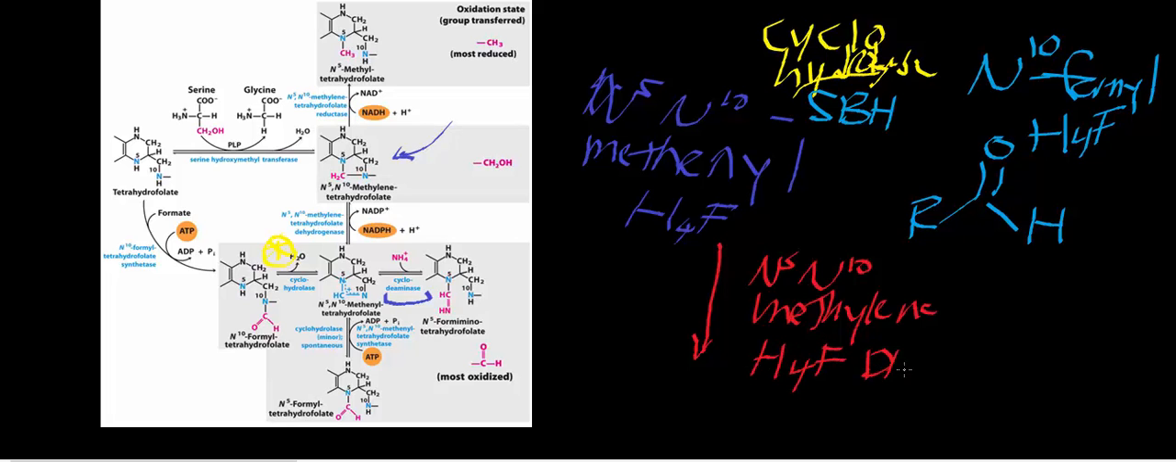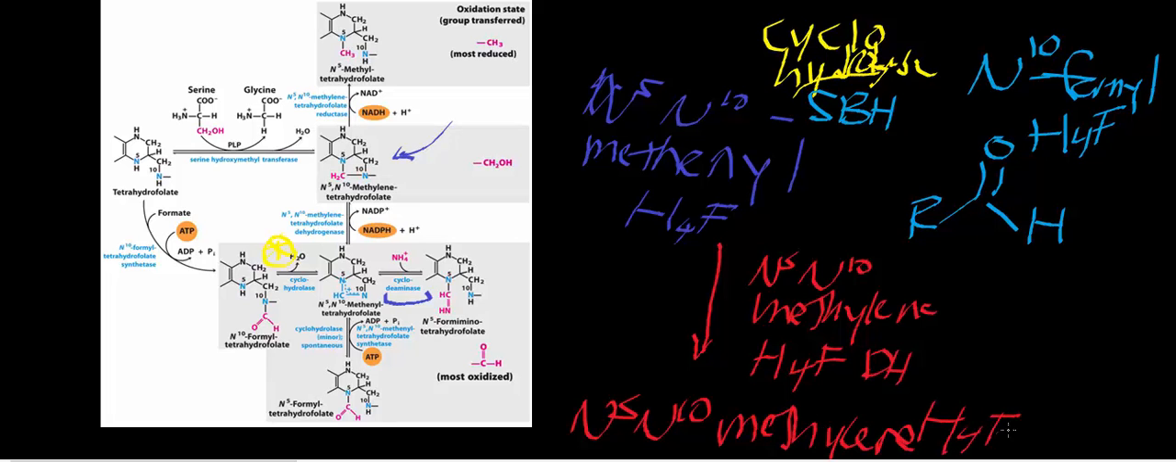Okay, so the other fate of N5,N10-methynyl tetrahydrofolate is going to be reacting with N5,N10-methylene tetrahydrofolate dehydrogenase. This reaction is named for the reverse reaction. And if we're running it in the direction that goes to N5,N10-methylene tetrahydrofolate, we're going to have to consume an NADPH. But that overall is going to be worth it, right?